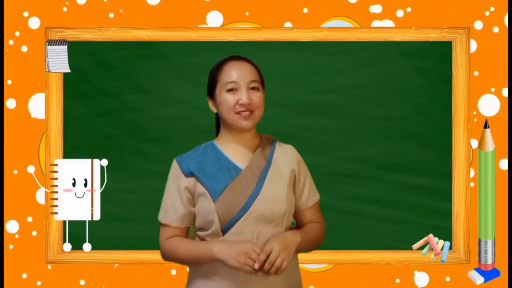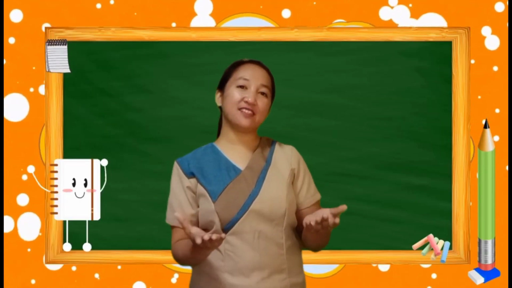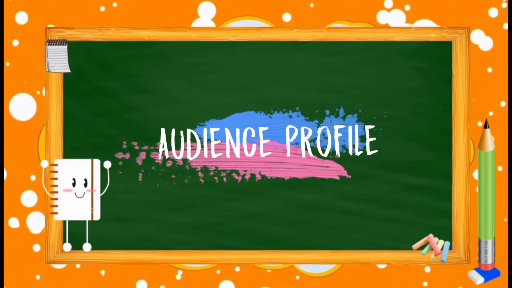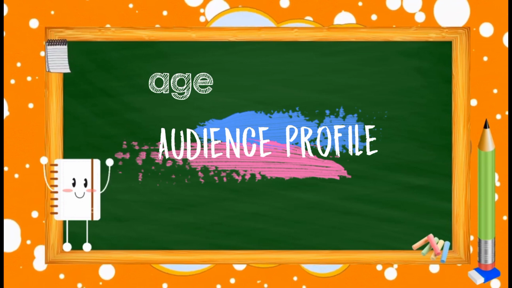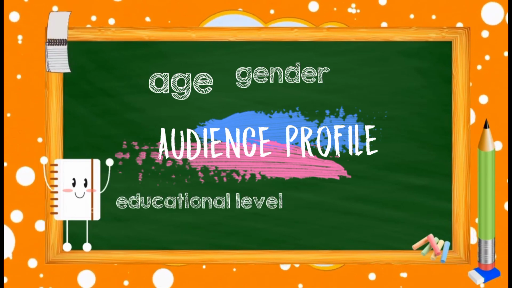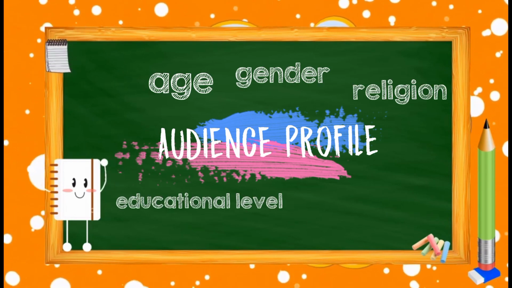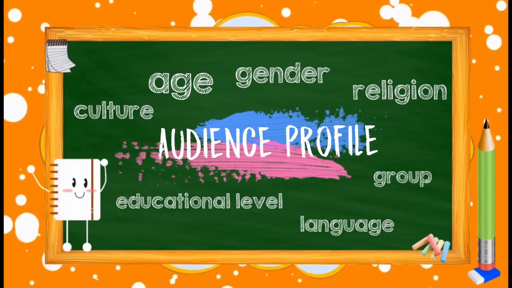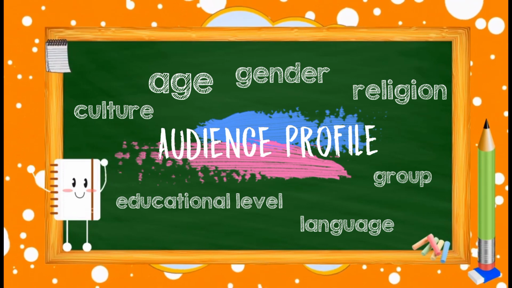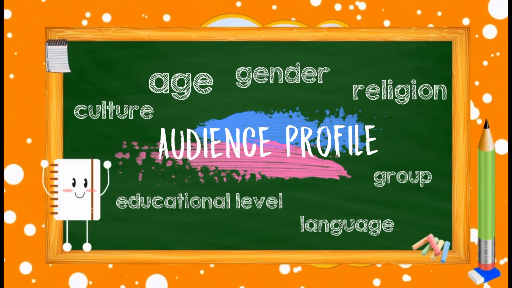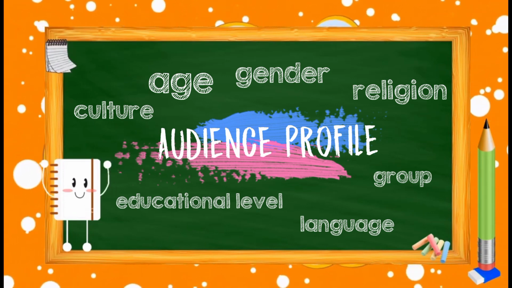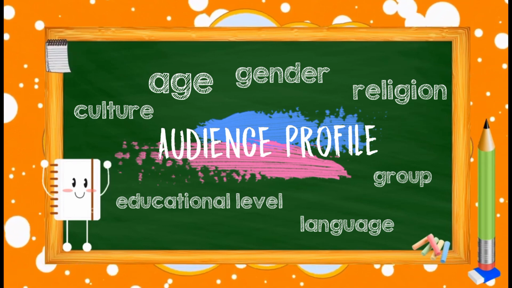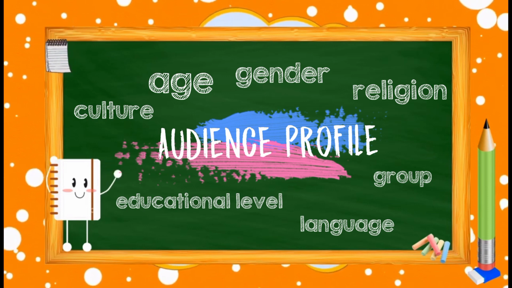The first principle is considering your audience's profile. Knowing your audience, specifically their general age, gender, educational level, religion, language, culture, and group membership is one of the most important aspects in developing your speech. Basically, this is done so that you can tailor-fit your speech content and delivery to your audience.